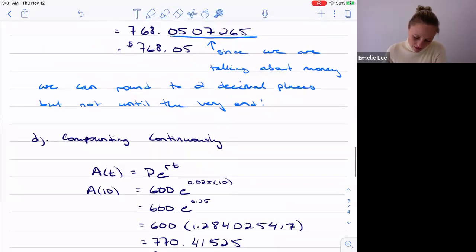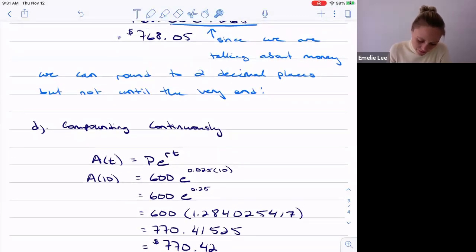So the difference between these two, just able to squeeze it on the same page here, 768.05 versus 770.42. There is a difference, but it's up to you whether it matters or not, right? And so it just kind of depends on the scenario. Of course, if we're talking 600,000, then yeah, I care a little bit more, right? What if you get some sort of perk if you go compounding annually instead? I'd probably go for it, right?